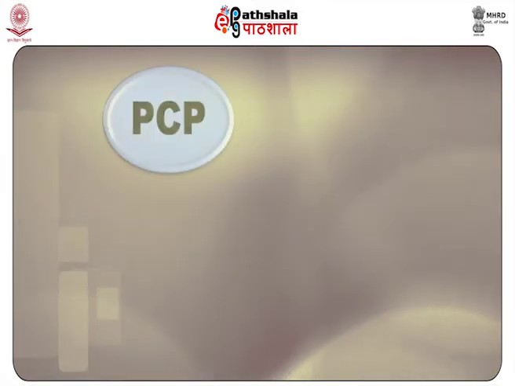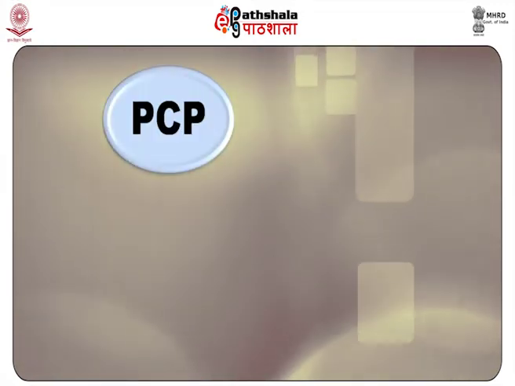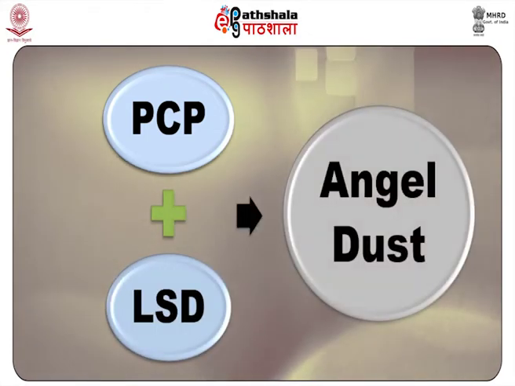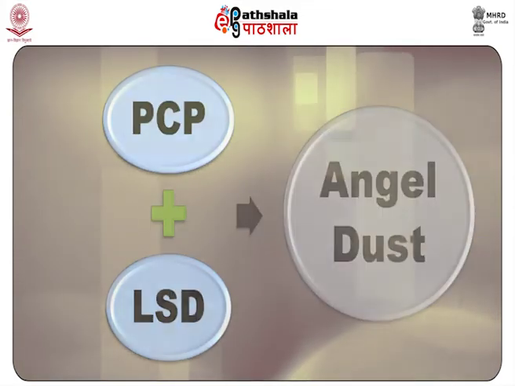On the other hand, PCP is synthesized by quite a simple chemical process, thus is much more easily available. PCP is frequently mixed with other drugs like amphetamine or LSD and is sold as a powder called angel dust. It can also be found in the form of capsules or tablets or as liquids. The drug is smoked, ingested or sniffed.